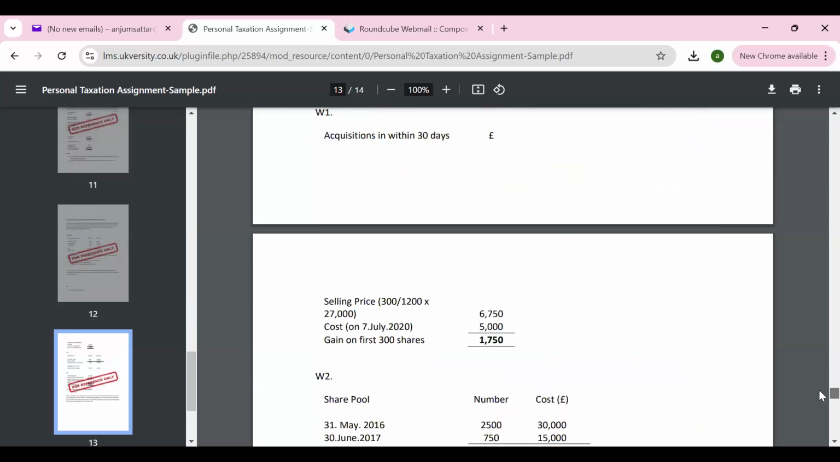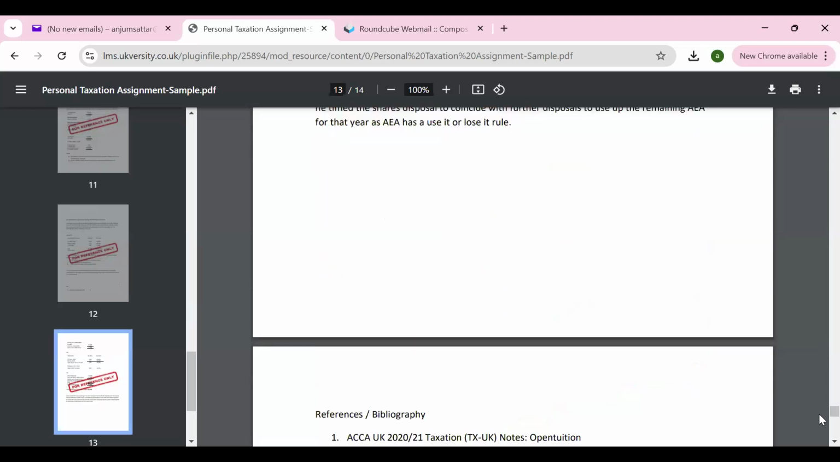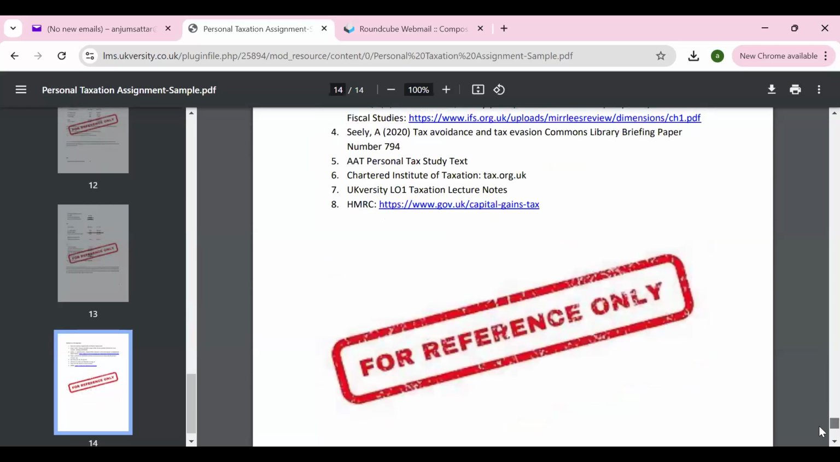This is a sample assignment, with all the workings given. So please look around this. It also provides you good guidance. Guidance means I'm not using the same facts and figures. I can use different ones, but I apply this year's rates.